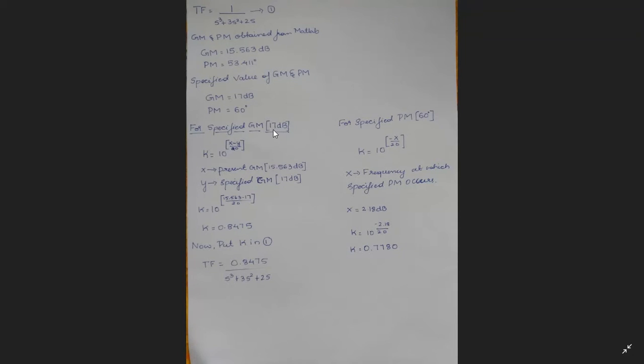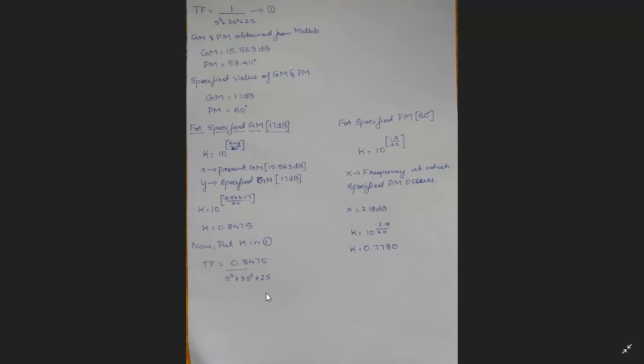For a specified gain margin, that is 17 dB, to calculate the value of K, we have a formula that is 10 power (x minus y) by 20, where x is the present gain margin and y is the specified gain margin. When you substitute these values in the formula, you will obtain the K value as 0.8475.